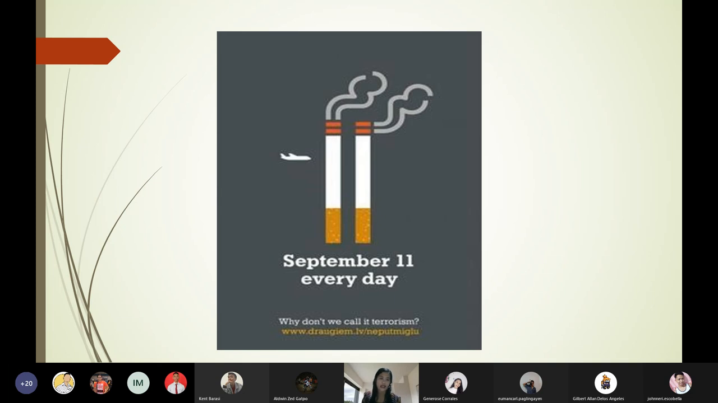Sinabi lang dyan, why don't we call it terrorism? Because people are dying every day, sabi niyan. Kaya lang, is it okay? Na i-relate mo ito dun sa Twin Tower, sa pangyayaring ganun in the United States. The mostly affected people here, yung pamilya ng victims. And if they see that, do you think they will be offended? Yes po, they will be offended. Kasi bakit mo i-relate yung cigarette dun sa 9/11 attack? So, culturally, this is really offensive. Okay, so thank you. Very good.